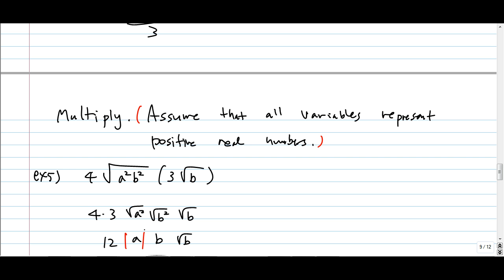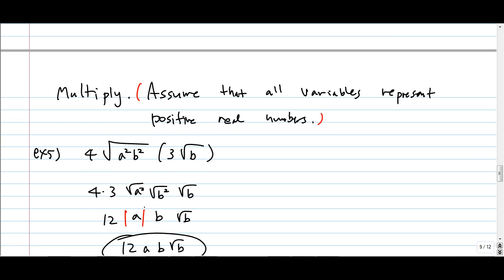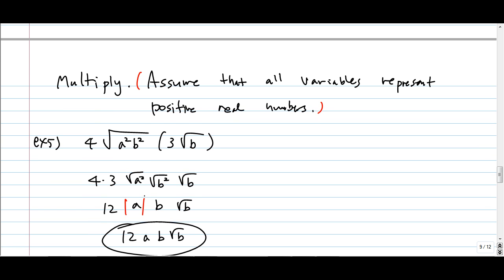Since you're multiplying B and rad B, doesn't that go to rad B squared and then that goes to just regular B? No. This is the answer right here. So now, since they said assume all variables represent positive real numbers, you don't have to put the absolute value, right? Okay, then try this one here.